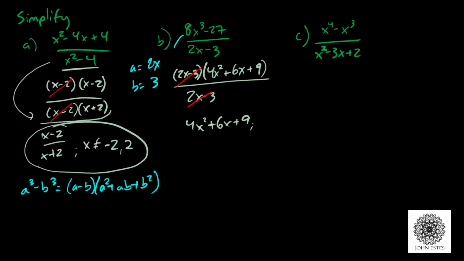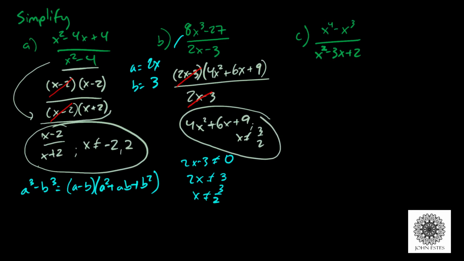So what is my restriction? Well, you might have to do some scratch work, but you think, okay, let me think. 2x minus 3 cannot be 0. So that means 2x cannot be 3. So x cannot be 3 halves. So there's my restriction as well. So here x cannot be 3 over 2. And there's my solution.